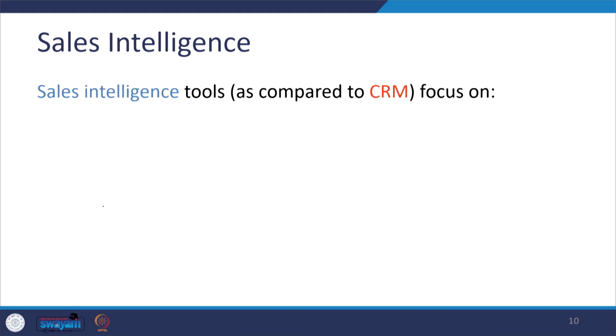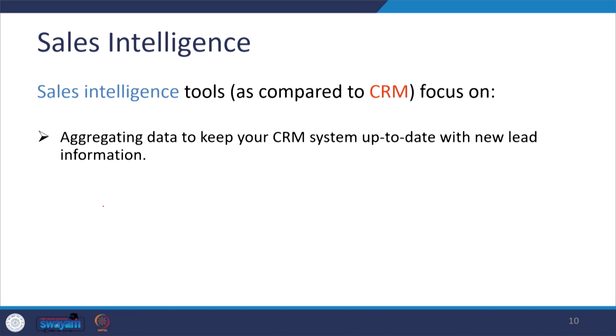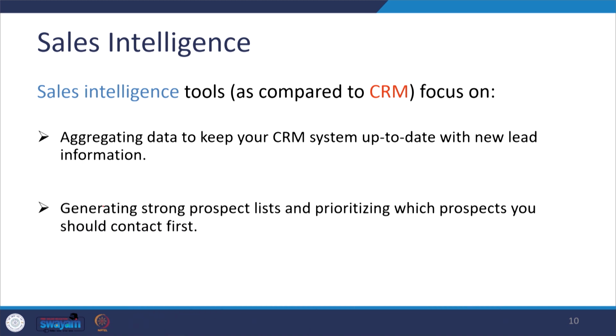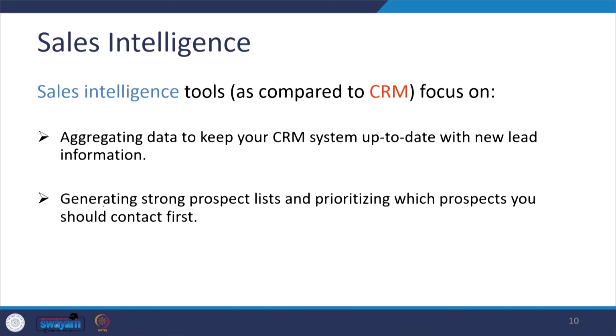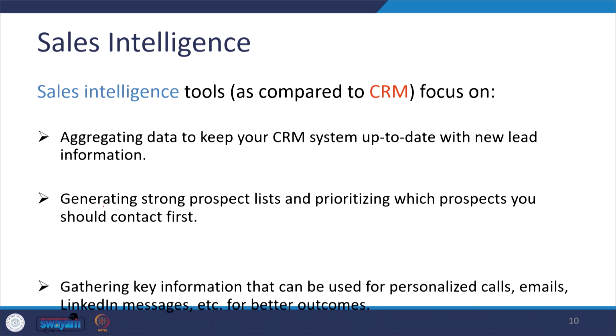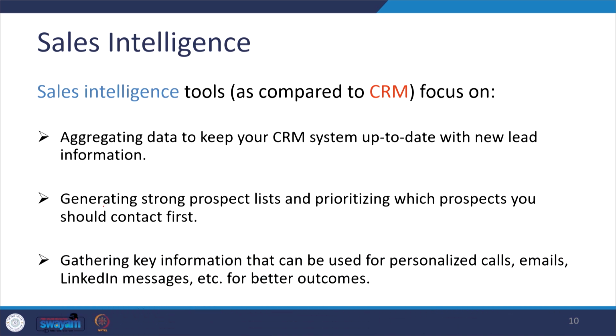Sales intelligence tools, as compared to CRM, focus on different things. There is a difference between how sales intelligence and CRM tools work. Sales intelligence aggregates data to keep your CRM system up to date with new lead information. This also generates a strong prospect list and prioritizes which prospects you should contact first, which is something your CRM software doesn't tell you. Gathering key information that can be used for personalized calls, emails, and LinkedIn messages for better outcomes, that is where we need sales intelligence tools or software.